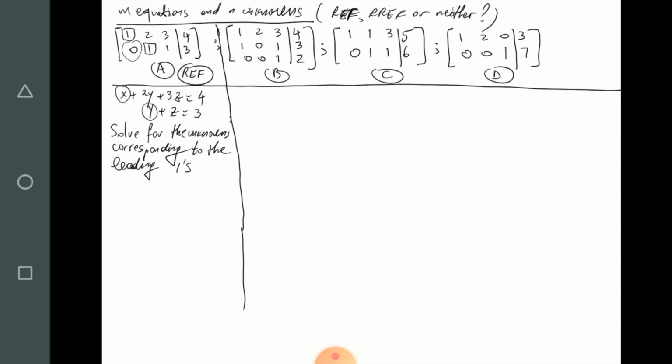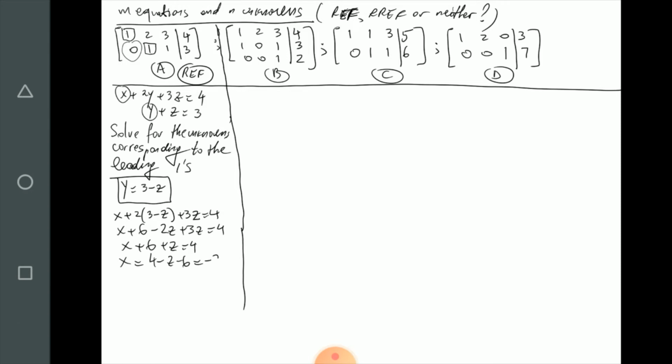So how do we solve them? From the bottom up, just like before. From the last equation, I get that y is 3 minus z. That constitutes the solution for y. Plug it into the first equation. Let's do some algebra here. 6 minus 2z plus 3z equals 4. Move it to the right: 4 minus z minus 6. That's minus z minus 2. So x is minus 2 minus z, and z is arbitrary. So this is a consistent system with infinitely many solutions.